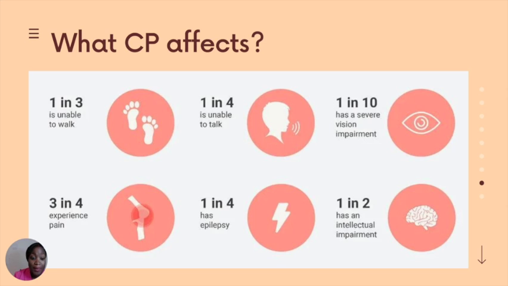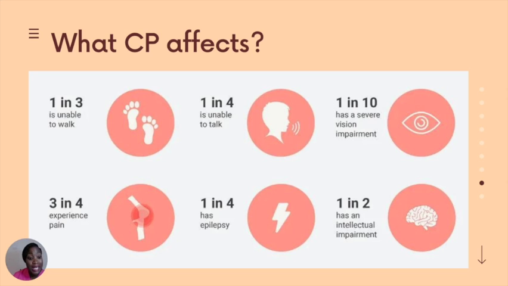Now, cerebral palsy affects many different systems. So 1 in 3 cerebral palsy patients will be unable to walk. And that's where physiotherapy will come in, and the occupational therapist will come in to improve their mobility and their activities of daily living in society. 1 in 4 would be unable to talk. But the good news is that there are speech therapists that would help with their communication skills, and also recreational therapists. 1 in 10 would have severe vision impairments, and you could understand the impact that that may have on their parents or their caregivers and their families.